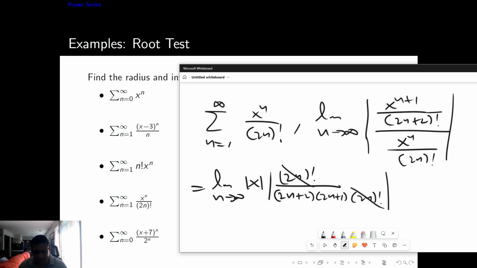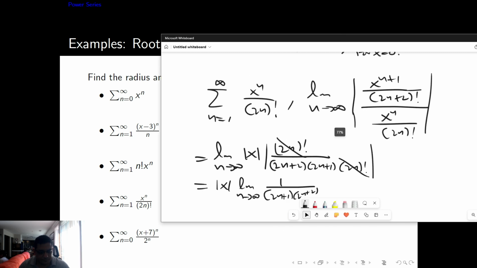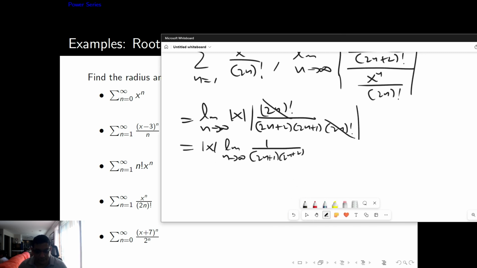We can cancel out the terms in here, and I'm going to put the absolute value of x outside since it doesn't depend on n. So this is absolute value of x times the limit when n goes to infinity of 1 over (2n plus 1)(2n plus 2). Notice that that's going to give me a 0, since this is 1 over something that goes to infinity. Now, this again doesn't mean that the radius of convergence is going to be 0. Actually, when your limit is 0, your radius of convergence is going to be infinite.